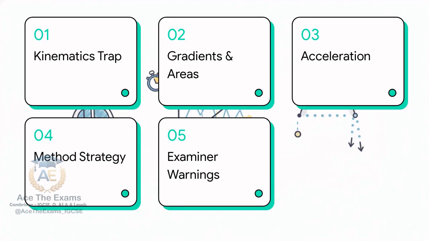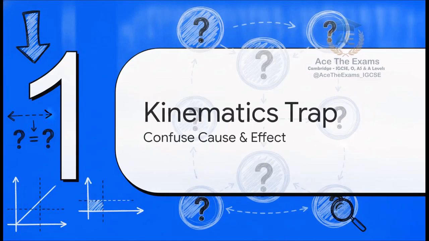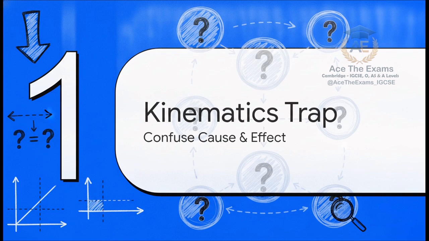To pull off this exam heist, we obviously need a flawless blueprint. So here is our sequence. We're hitting the kinematics trap first, then gradients and areas decoded, followed by acceleration, moving into the method mark strategy, and finishing up with the top examiner warnings. Let's move. All right, phase one of our blueprint, the kinematics trap, specifically confusing cause and effect.